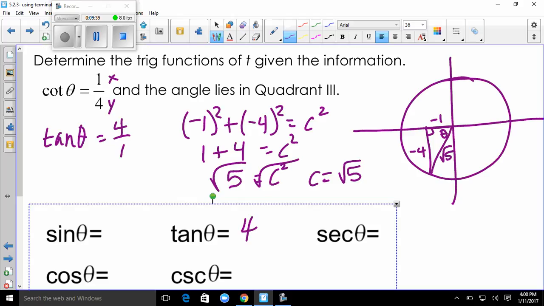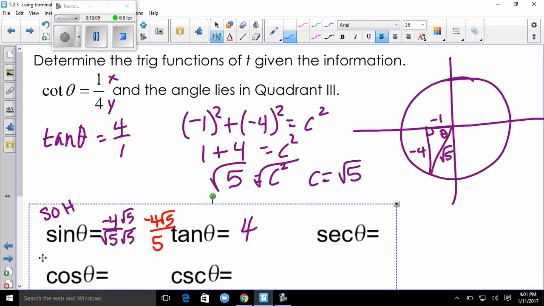Now, if I want to find the sine, remember sine is opposite over hypotenuse. So here's theta. I go across, so it's negative 4 over hypotenuse, which is square root of 5. I can't leave it like that. I need to rationalize, right? So I'm going to multiply by square root of 5 over square root of 5. So my final answer would be negative 4 square root of 5 over 5.